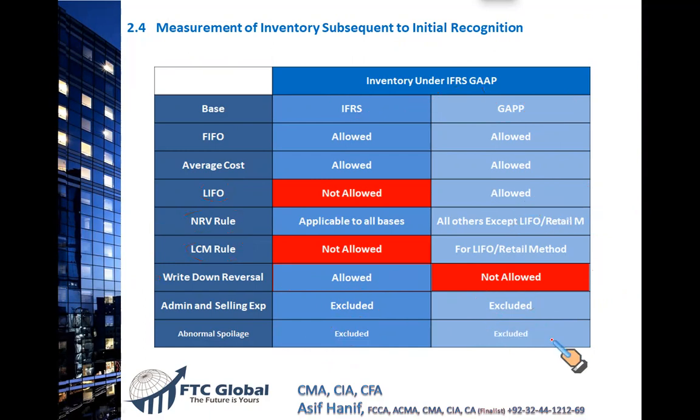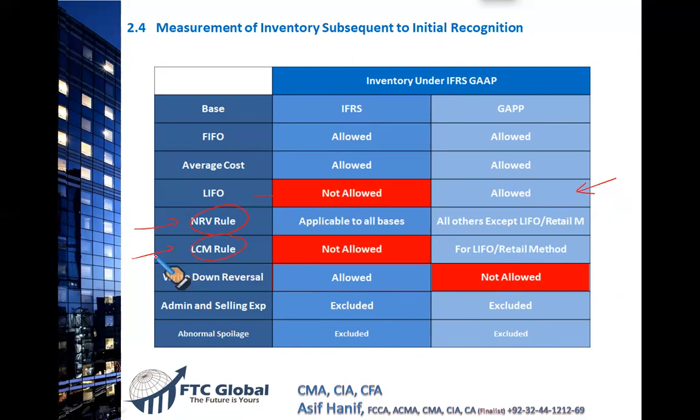So what's the difference here so far? What we have given in the red blocks: LIFO not permitted under IFRS, allowed under US GAAP, and then the difference between the NRV and LCM rule. Let us discuss these, and we will frequently come back to the slide again and again so as to get the ideas fixed.